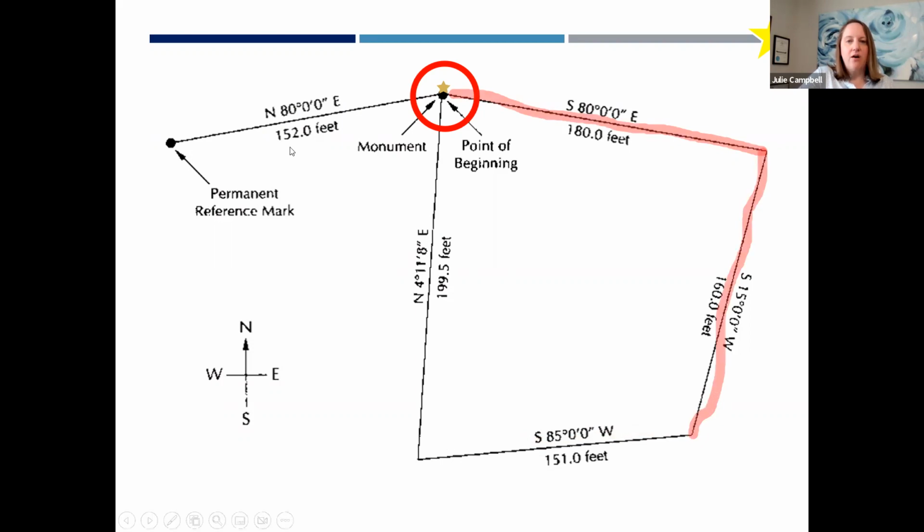Calls till we get to this monument. And we go from monument to monument until we get back to the point of beginning. And what this surveyor has done is identified these are the property lines.